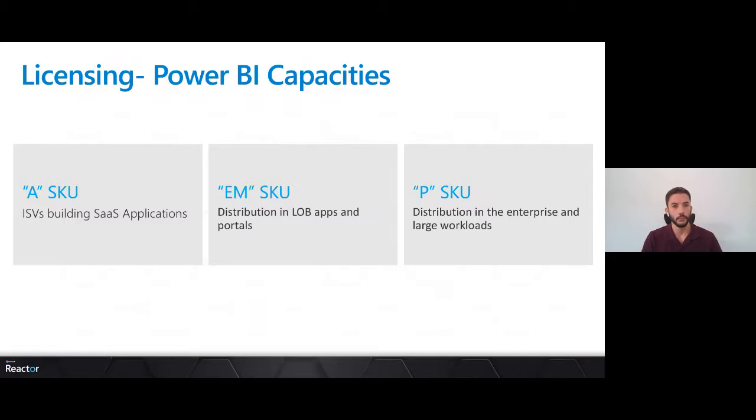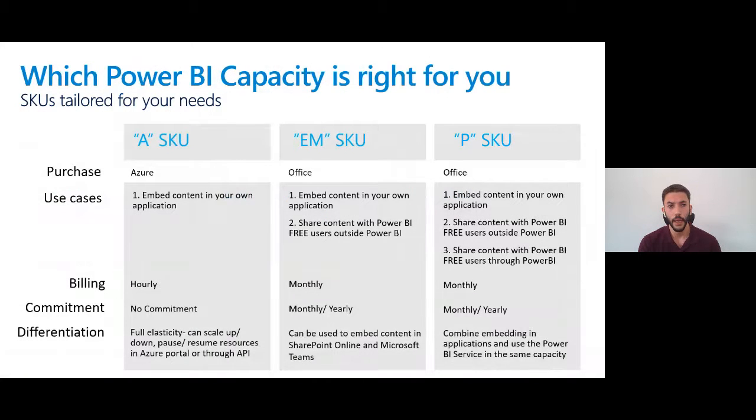We have different capacities. We have the A SKUs, which are for ISVs building SaaS applications for your customers. And we have the EM SKUs and P SKUs that you can use to embed analytics or consume analytics within your organization. The A SKUs you purchase on Azure, and the other two you get on Office. The A SKUs can only be used when you embed content in your application, and the billing for it is hourly. So you pay by the hour, there's no commitment.